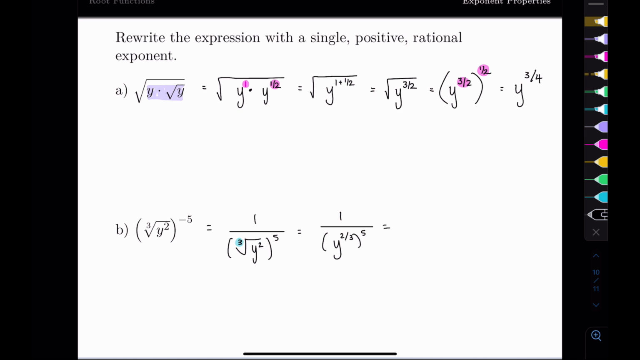And now we have a power to a power. So again, we multiply the 2, and this gives us y to the 10/3. And now we have y with a single positive rational exponent.